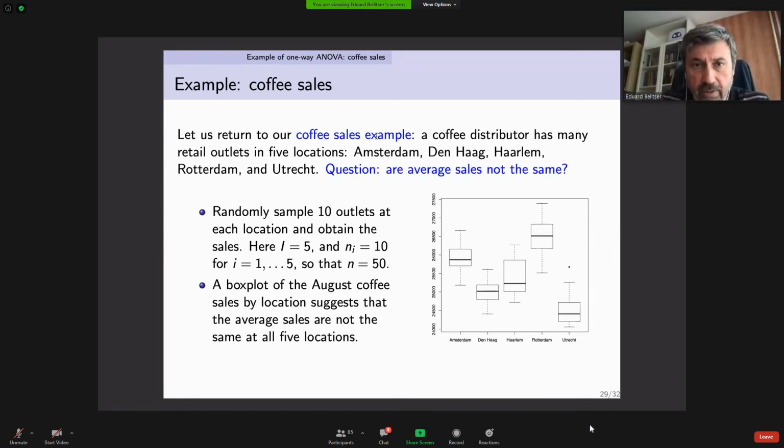So, coffee sales examples for 5 cities. Are the averages the same? Well, we have 5 samples, 5 levels, 10 per each. These are the box plots. I will run R now, and we'll see how it works in R.